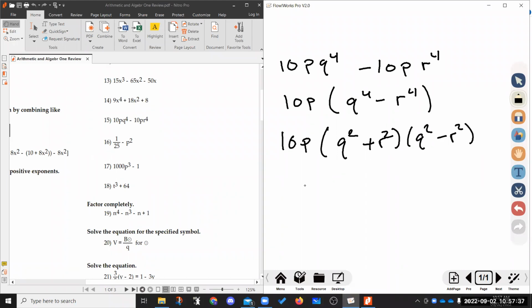And that gives me 10p times q squared plus r squared, which is a sum of squares. It doesn't break down anymore. But q squared minus r squared is another difference of squares that breaks down into q plus r, q minus r.